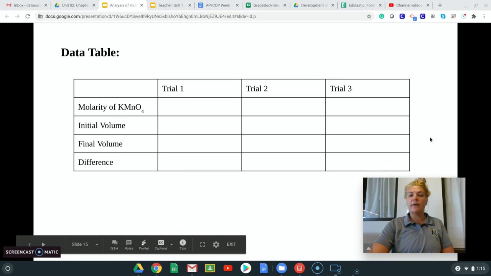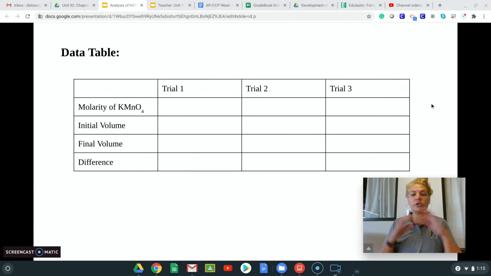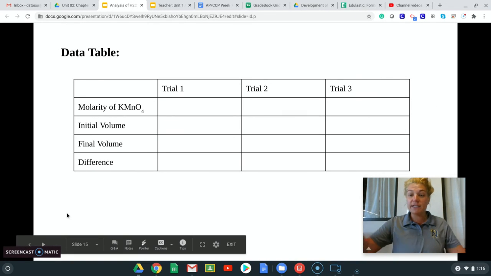Okay, and then the last thing you have to have prepped is your data table. It looks very similar to the one that we did with sodium hydroxide, except we don't have grams of hydrogen peroxide because we're just using 1 milliliter for each one. And we'll talk about how to do that analysis after we do the lab. So you need to record the molarity of KMnO4. It doesn't change across the 3 trials, but what you do have to do is the initial, final, and then the difference. Okay, and that's it for your lab prep.